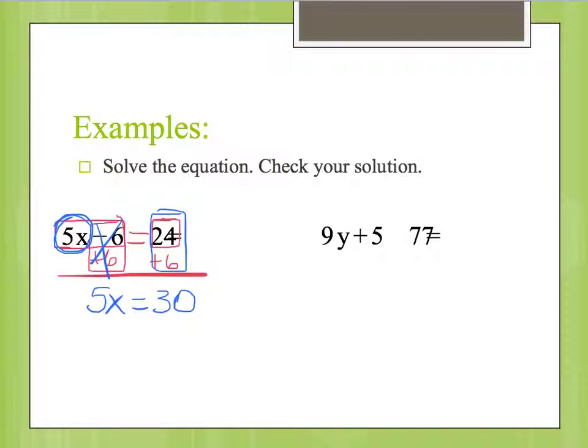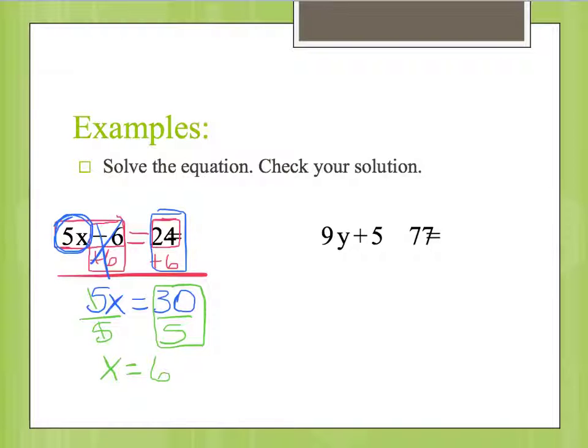So step two, I have to do the inverse of either multiplication or division. I see 5 times x. So 5 times x, the opposite or inverse of times 5 would be divide by 5. So I'm going to divide both sides by 5. Whatever I do to one side of the equation, I have to do to the other to keep it in balance. 5 divided by 5 would be 1x. 5 divided by 5 is 1. So 1x, I simply just write the letter x. And then we have 30 divided by 5 on the right-hand side, and 30 divided by 5 is 6.